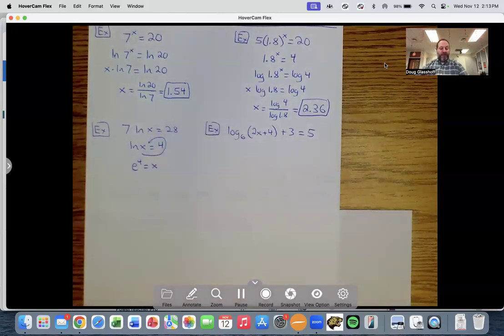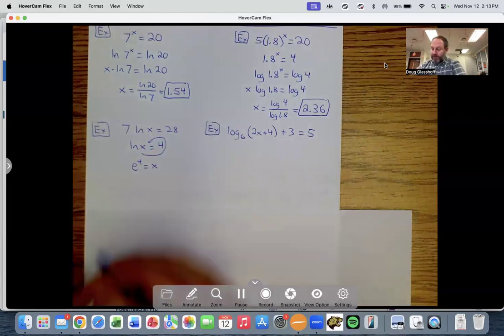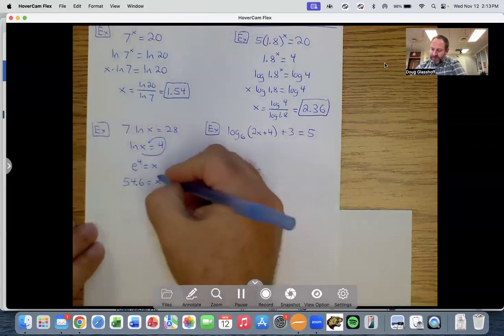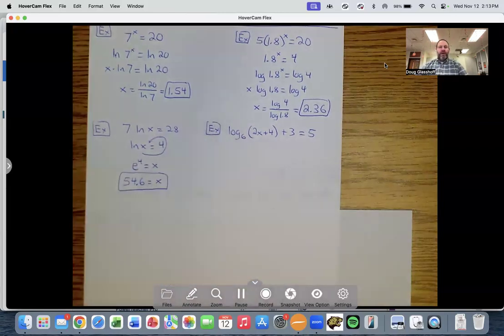So I change it back to an exponent. And again, I can just type that in. e to the 4th power, I can type that in my calculator. I get 54.6 is equal to x. Okay, so changing it back to an exponent can help me on that type of problem.